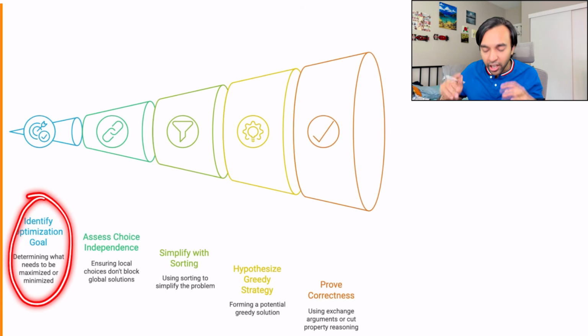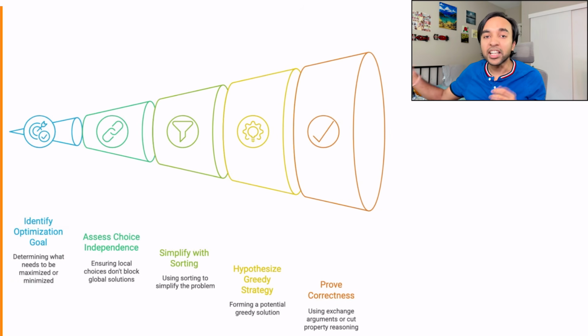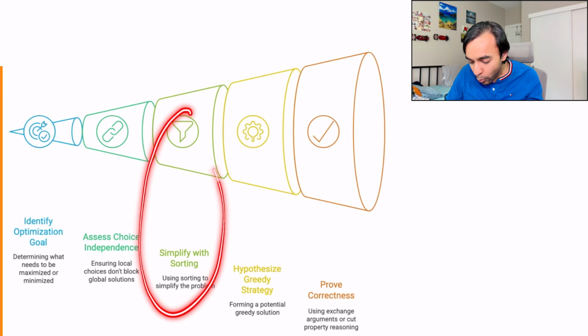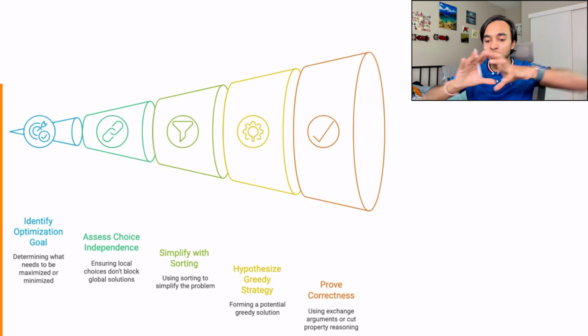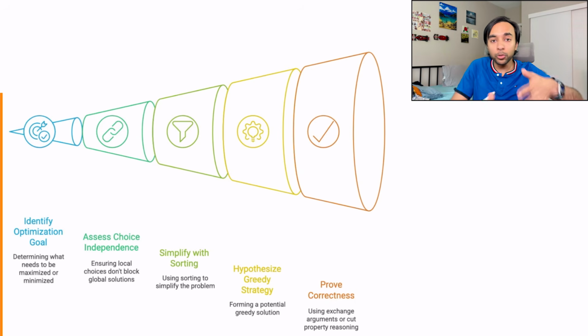First of all, identify your optimization goal. You have to maximize something or you have to minimize something. Next, you need to make sure that whatever local optimal solution you're picking up, it should not affect the global optimal solution. This is really essential. And once you have determined it, once you have proved it, then you can start to think about a greedy approach. What you next do is, mostly sorting will help, because once you have sorted things, you get some kind of an indication how to proceed.